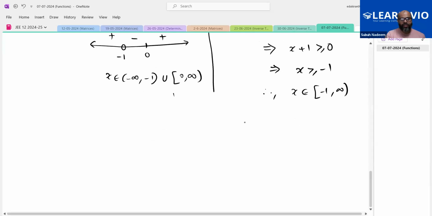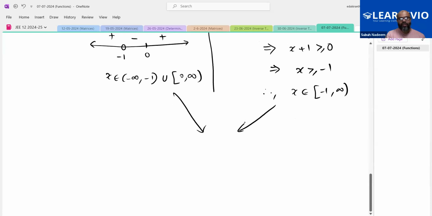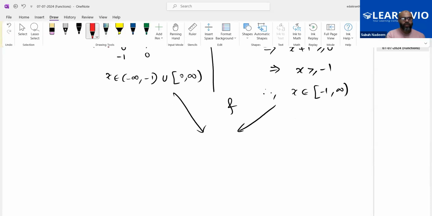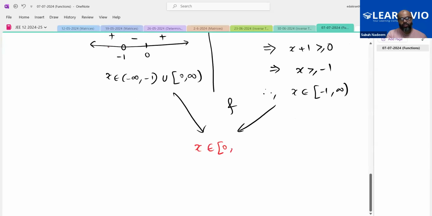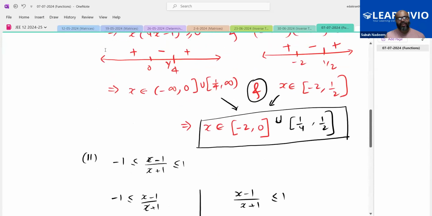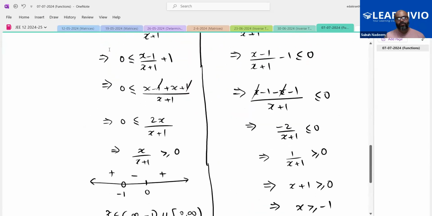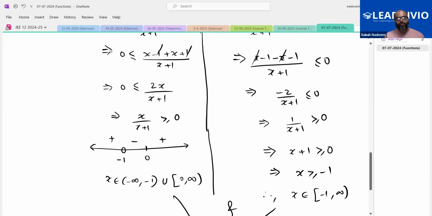Now if we combine these two, this one and this one, there is an 'and' between them. So what we will get is minus infinity to -1 and -1 to infinity. For this one, there is no common part. 0 to infinity is the common part. So we can say x belongs to 0 comma infinity. So this is the second condition. Now write it down from here.